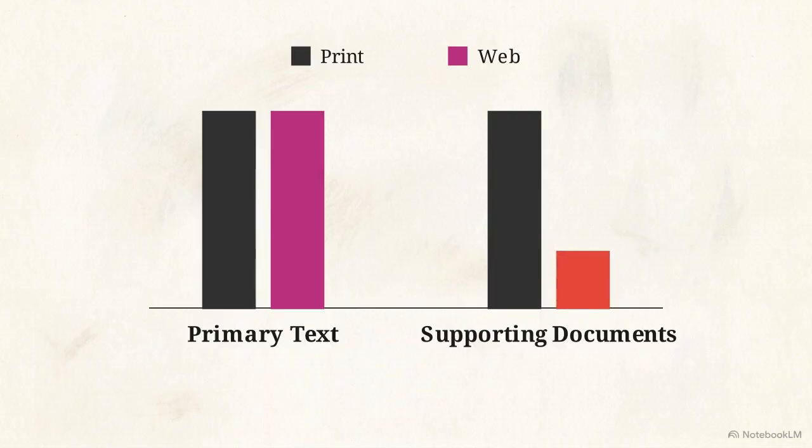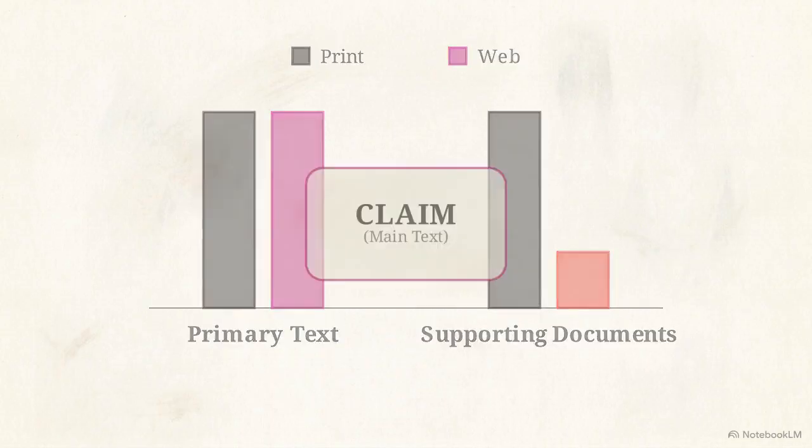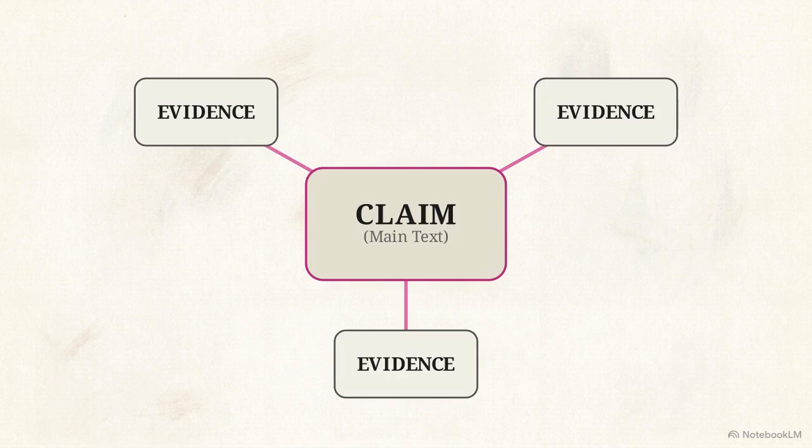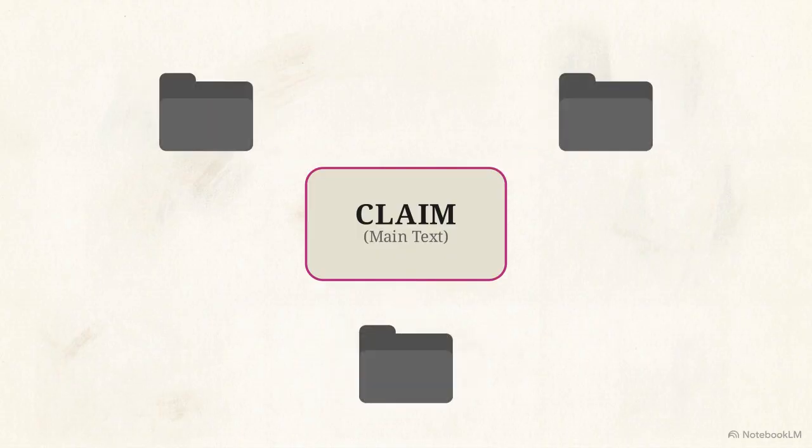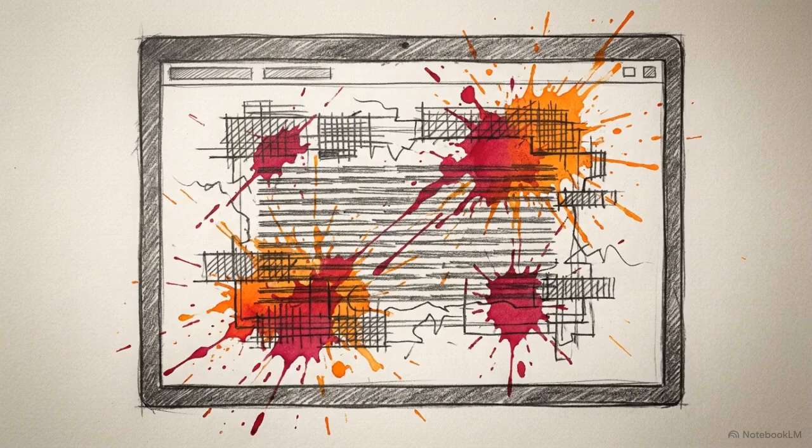But the web users suffered drastically lower comprehension of the supporting documents. Researchers call this the "what's behind the door" syndrome. When secondary information is hidden behind a hyperlink, the intertextual connection, the visual relationship between the claim and the evidence, is severed. Poor web architecture erased secondary evidence from the reader's cognitive map.